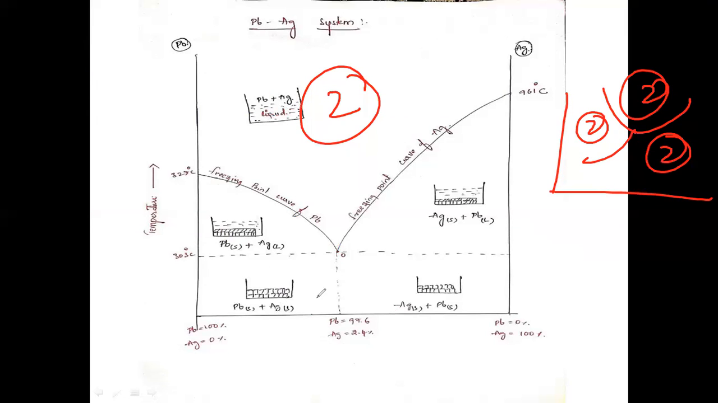So again, let us take here. ఇక్కడ calculate చేయండి. So ఈ region లో calculate చేయండి. ఈ region లో ఎన్ని phases ఉన్నాయి? So F is equal to C minus P plus 1. So now number of components, ఈ region లో చూస్తున్నాం.